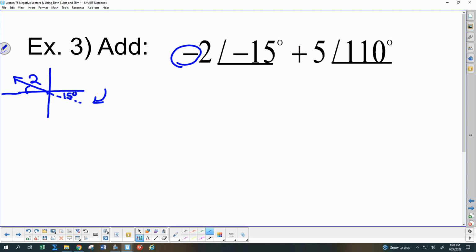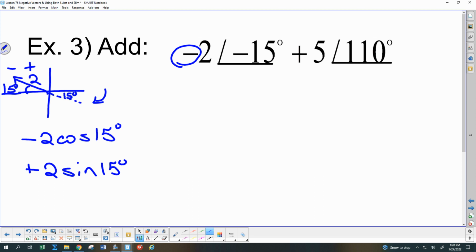And how many degrees is my reference angle? Mateo? It's also 15. In this angle, everybody, positive, positive, or what are my pluses and minuses? Everybody. So negative, positive. So for that one, I'm going to have negative 2 cosine 15, no negative on that 15 now, and a positive 2 sine 15 for my i hat and j hat respectively.